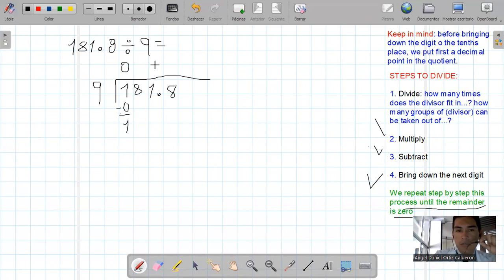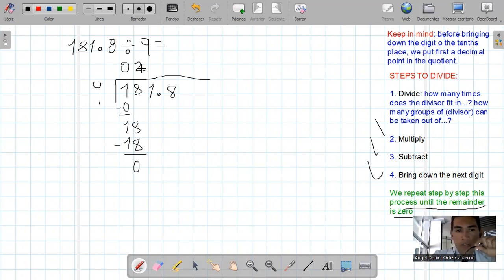And then we bring down the number 8, which is, we have now 18, right? Now, how many times does 9 fit in 18? Well, we know that 2 times 9 gives exactly 18, right? That was a multiplication. Now, the third step is to subtract. We subtract the same numbers. The result is 0, right?